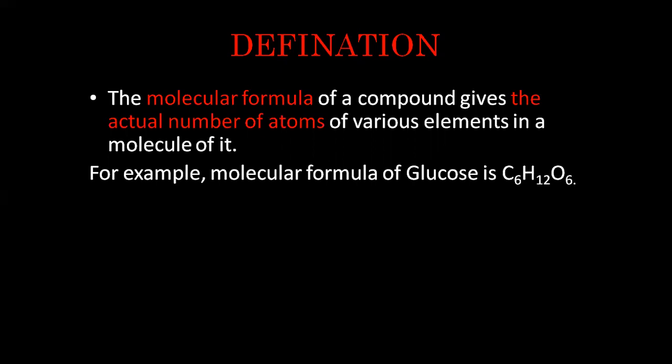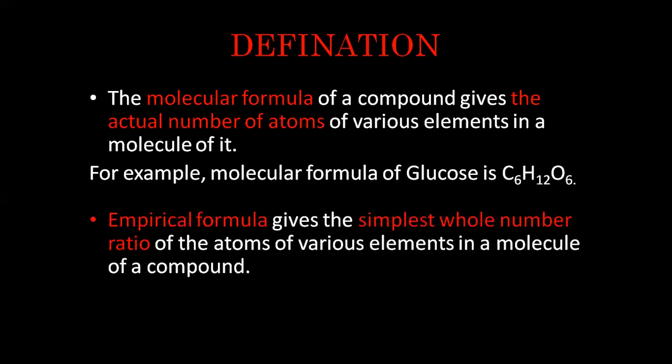Then the other question is, what is empirical formula? Empirical formula gives us the simplest whole number ratio of the atoms of various elements in a molecule of it. So empirical formula gives us the simplest whole number ratio. It does not give us the actual number of atoms. It tells us the ratio of the various elements which are present in a particular molecule.